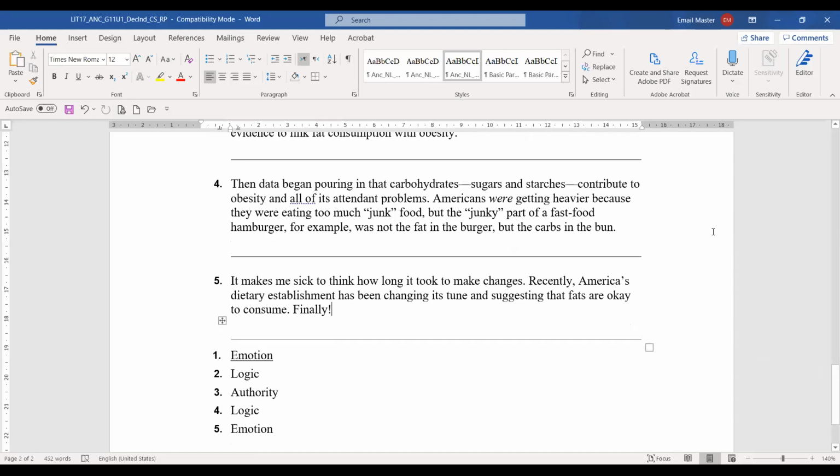So here, what you can do, you can go back to the commercials you watched, identify the types of appeals, and then you can solve this worksheet on Pearson classes.